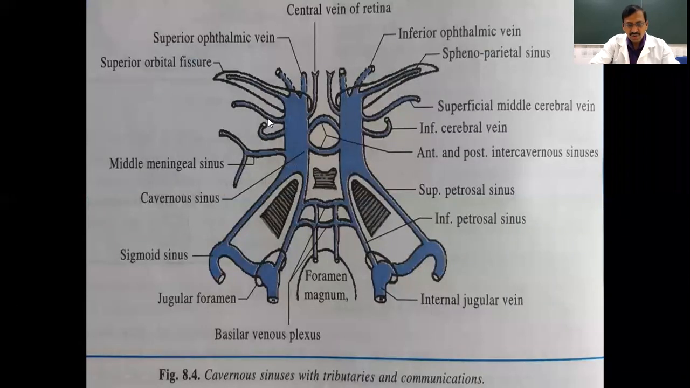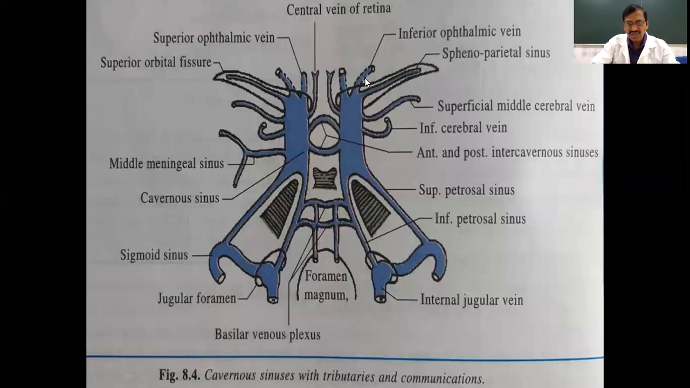See, this is the cavernous sinus. From here to here, this is the cavernous sinus. The length of the cavernous sinus is 2 centimeters, and the breadth is only 1 centimeter. This is the left cavernous sinus. This is the right cavernous sinus. There are two cavernous sinuses. In between these two cavernous sinuses are the intercavernous sinus, anterior and posterior intercavernous sinus veins.